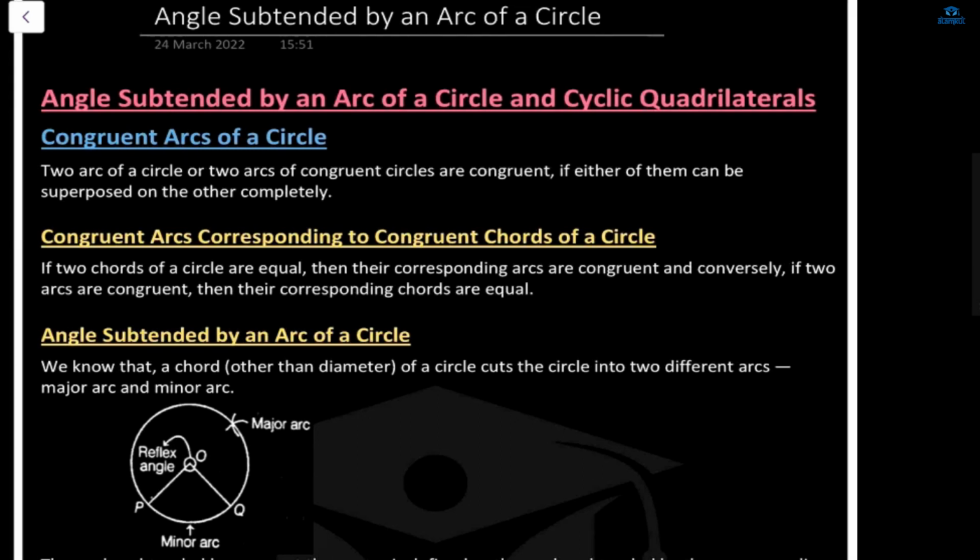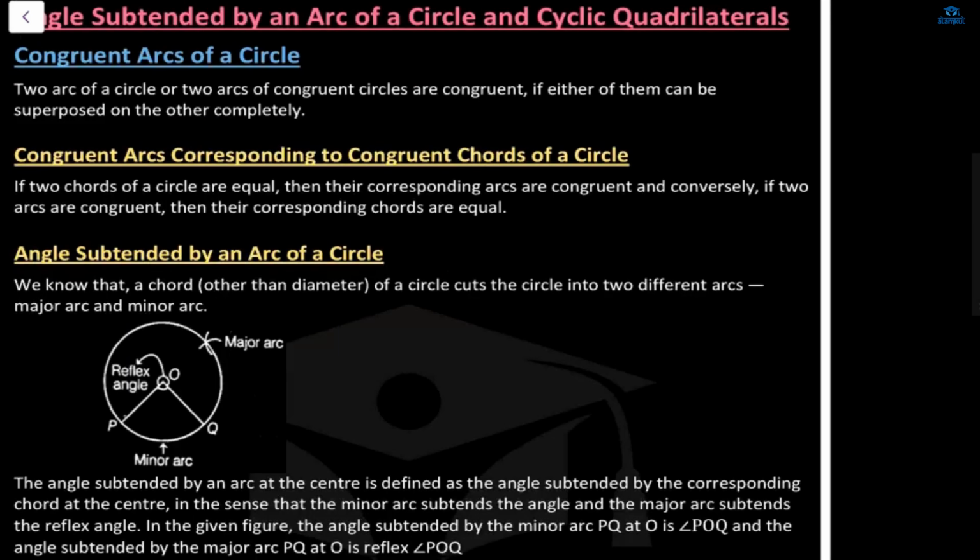So we have already covered the major part of the circle. And now the last topic of the circle is angle subtended by an arc at a center. What is the angle that the arc subtends at the center? So first of all, congruent arcs of a circle. Two arcs of the same circle or two arcs of congruent circles are congruent if either of them can be superimposed on the other. If you can keep the arcs one above another, then they are congruent.